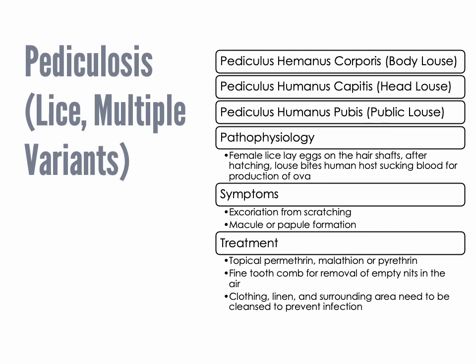As far as treatment, you do have permethrin, malathion, and pyrethrin. Normally, you do have to comb through with a fine-tooth comb to get rid of the nits. And also, if you do have an infection with louse, you do want to make sure that you wash all the clothing and the linen in the surrounding areas, so that way, once the infection has gone from the head, you don't run the risk of getting reinfected.